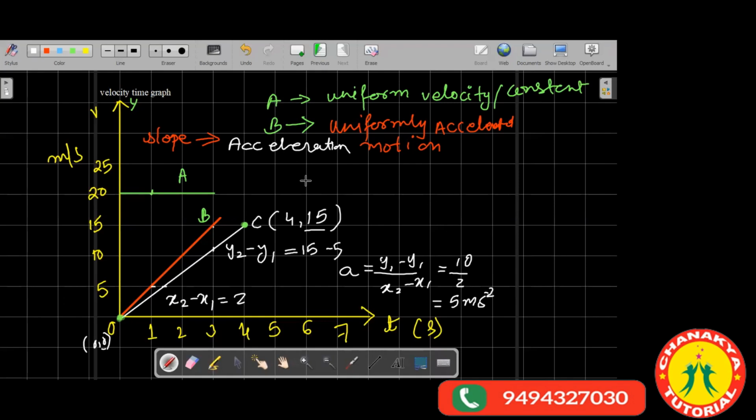So the acceleration would be given as y2 minus y1 divided by x2 minus x1. So your y2 is 15 minus y1 is 0, divided by x2 is 4 and x1 is 0. So you have 15 by 4, and you get 3.75 meter per second square.